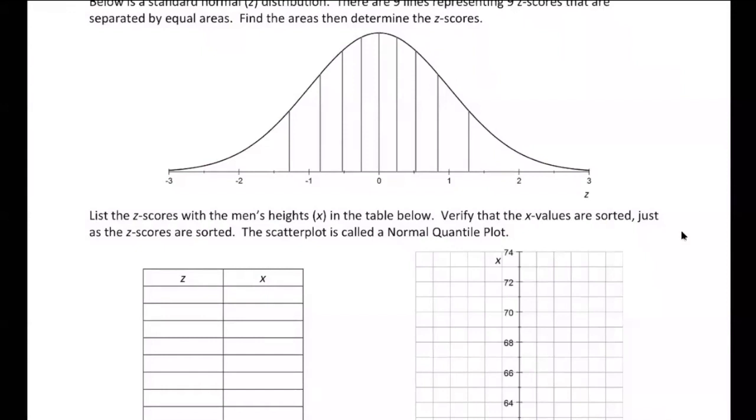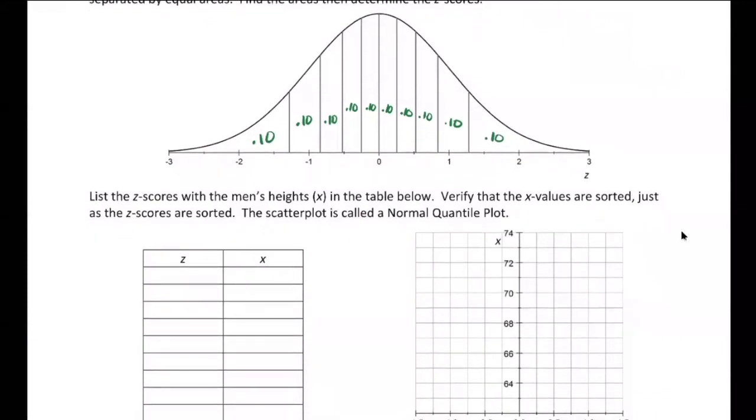Thank you. 0.10 is the area of each of these little slices. This is how normally distributed values should be arranged. I don't know the values yet, but they should all be separated by 10% regions if there are 9 values. So that's the first thing.